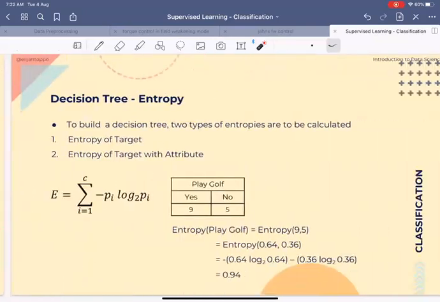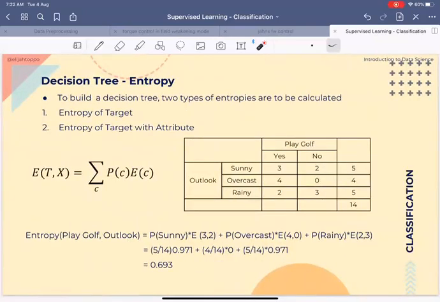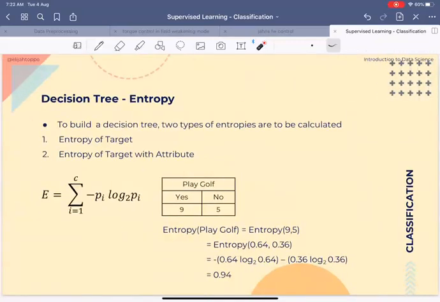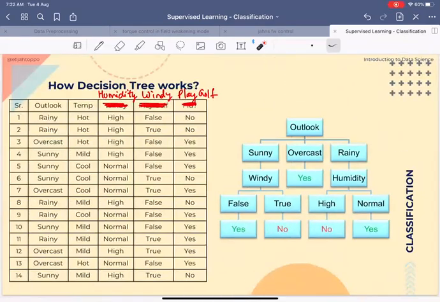In our first case, we are trying to find the entropy of the target. My target is play golf. I have 14 examples here. Out of 14 examples, we have 1, 2, 3, 4, 5, 6, 7, 8, 9.